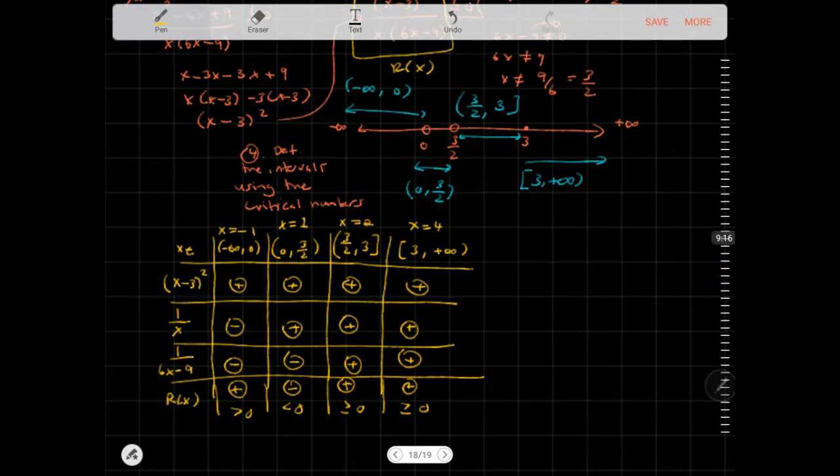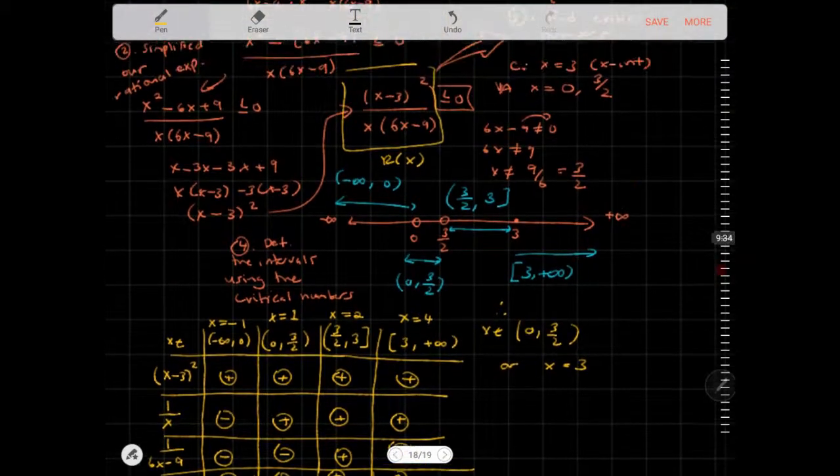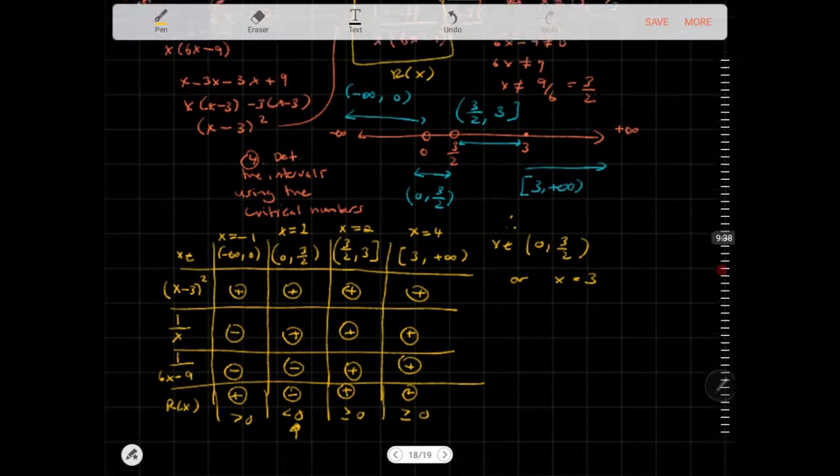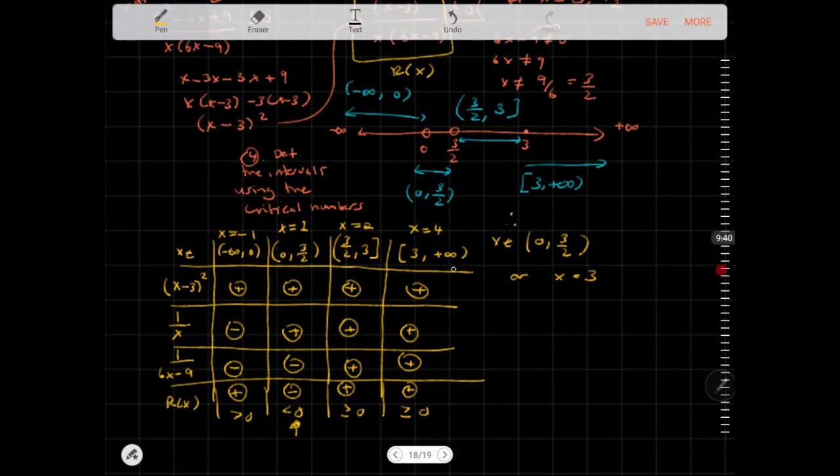So this tells us that the only interval that is going to be less than 0 is 0 and 3 over 2. Therefore x can belong to 0 and 3 over 2, or x can be equal to 3, right? And when x is equal to 3, we know that this function here would become 0. So that's really the idea behind it. You just have to use a table of intervals, and this is our solution. So all these values will satisfy the inequality. Okay, so that's the idea.